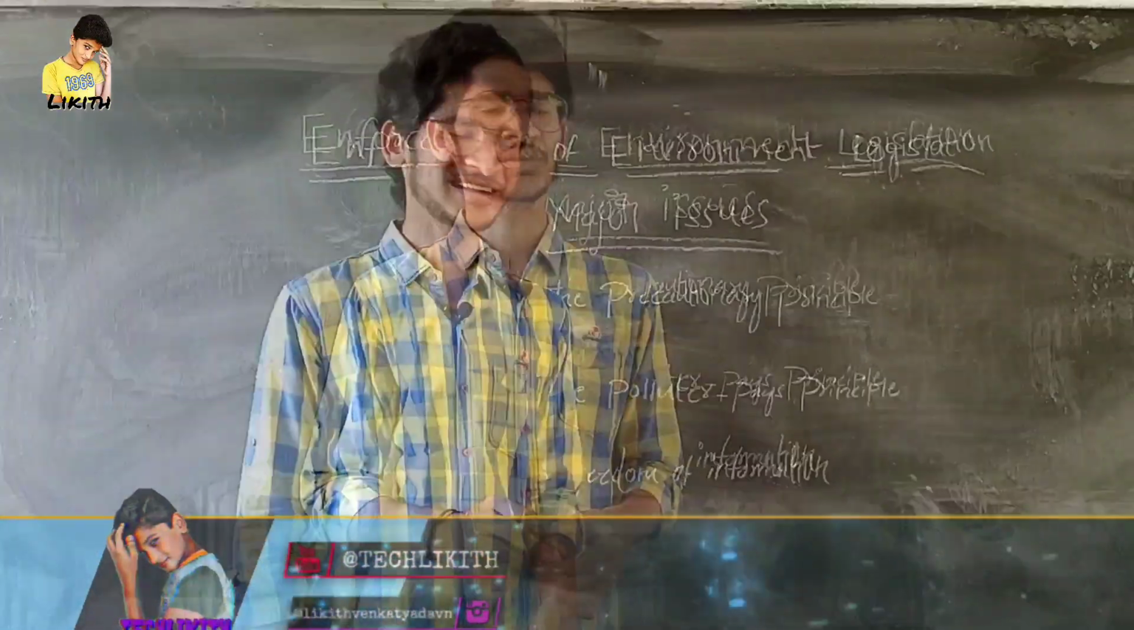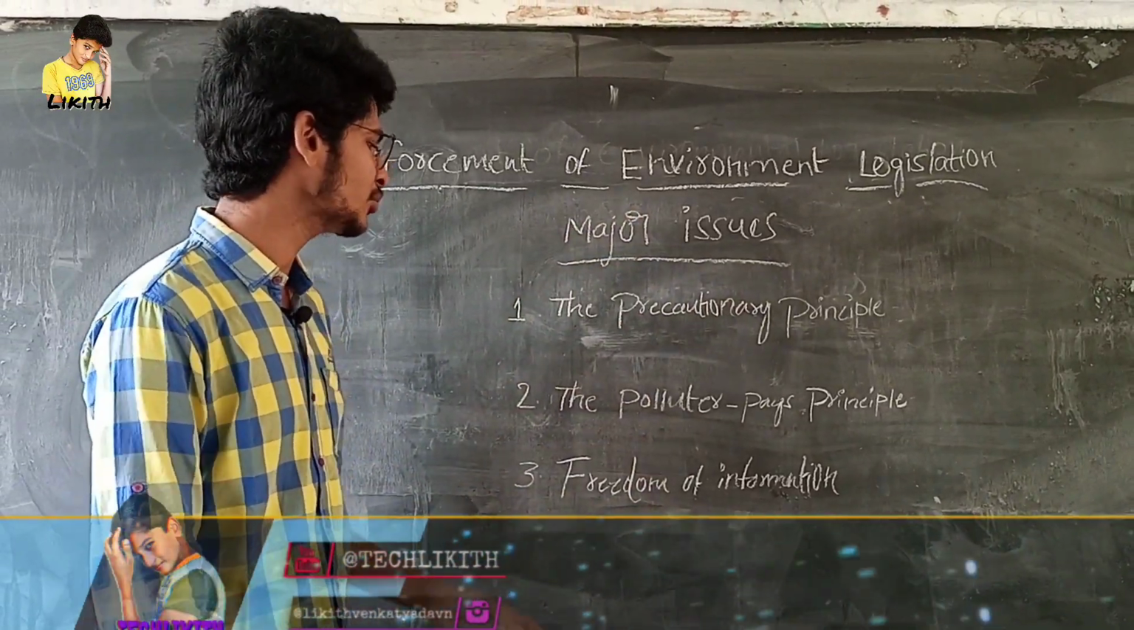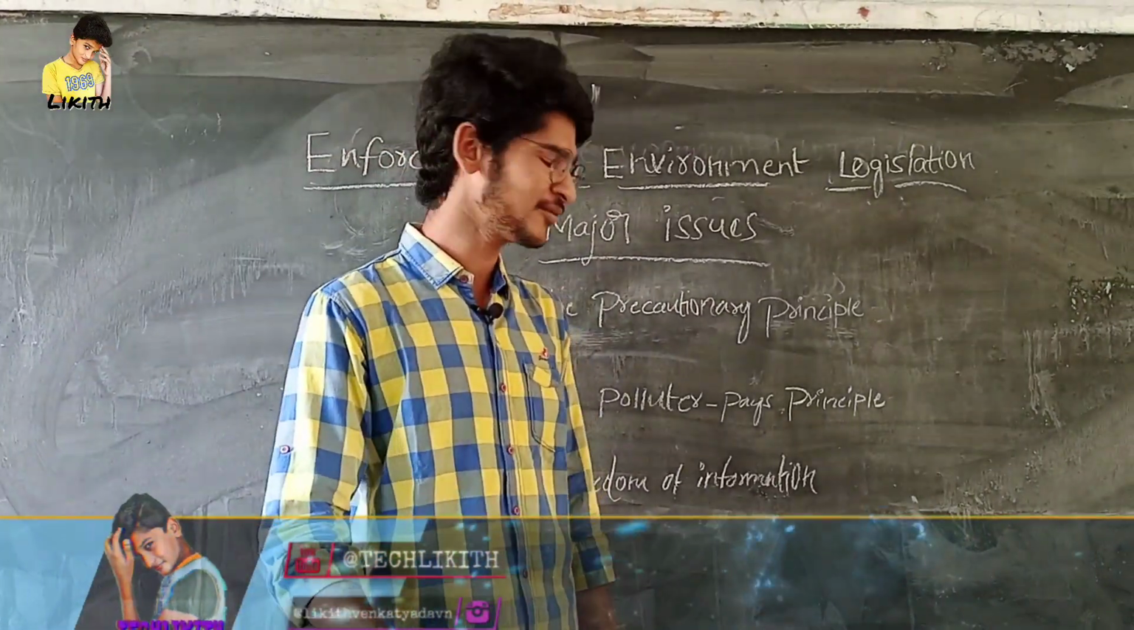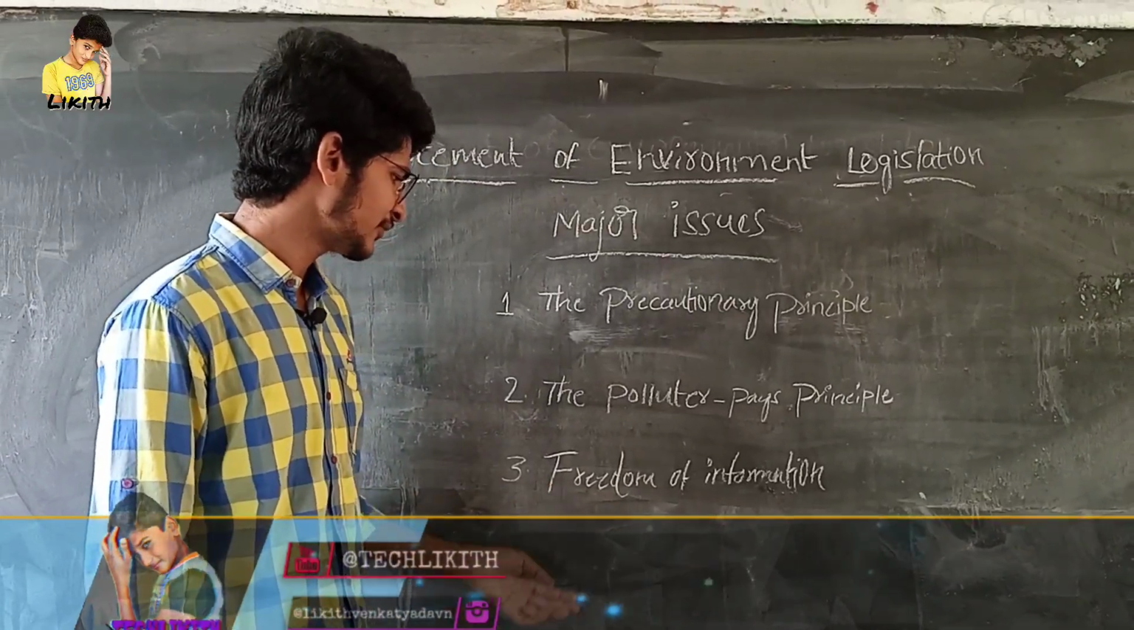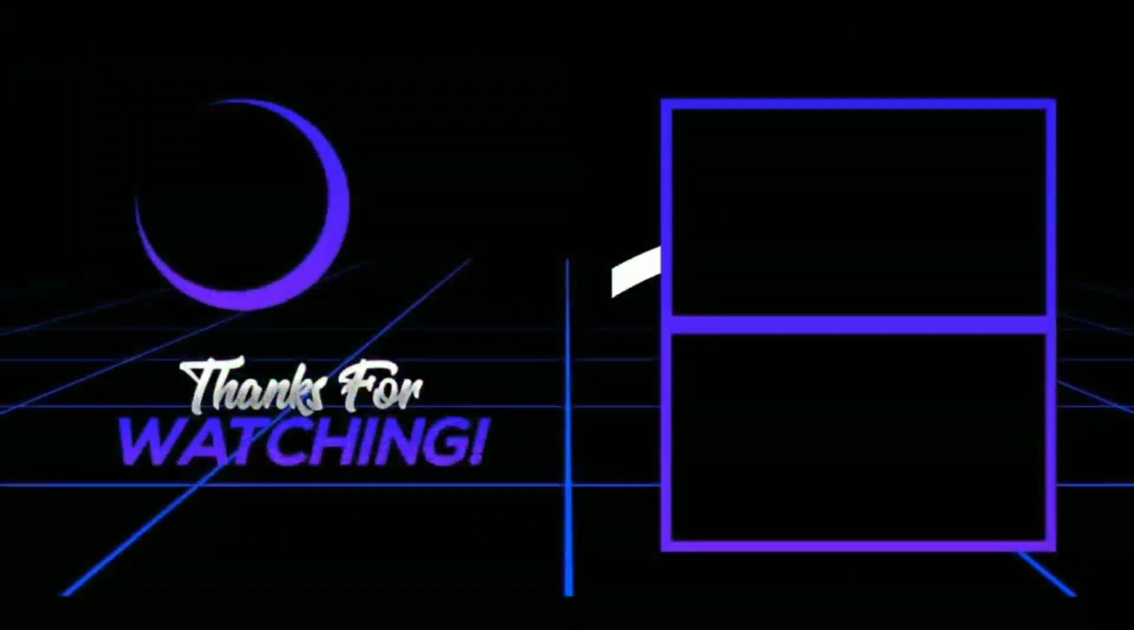Now, this is the second way of the major issues of environmental legislation. Now we can see the third one, freedom of information.